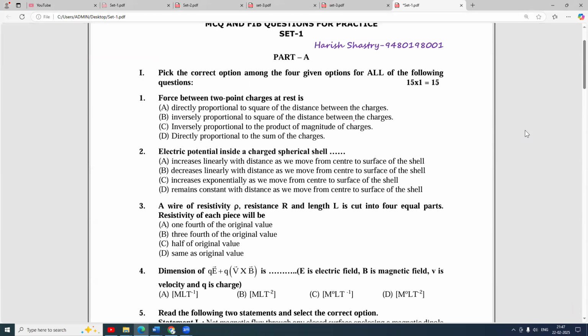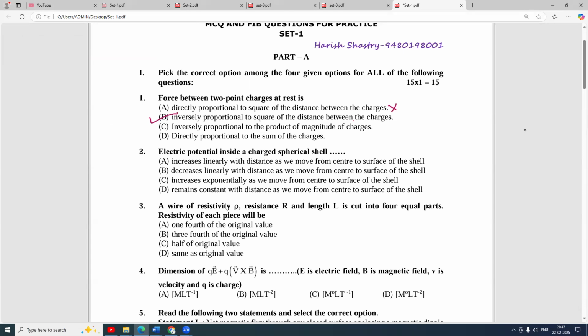Force between 2 point charges at rest. You know, it is Coulomb's inverse square law. It is directly proportional to the product of magnitude of charges and inversely proportional to the square of the distance between the charges. This is wrong because directly proportional to square of the distance is wrong.